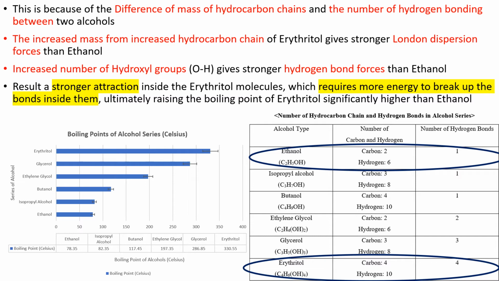This increased mass from the increased hydrocarbon chain of erythritol gives stronger London dispersion forces than ethanol. As I mentioned, the increased mass causes increased London dispersion forces, remember? And also, the increased number of hydroxyl groups, OH bonds, gives stronger hydrogen bond forces than ethanol. This results in stronger attraction inside the erythritol molecules, which requires more energy to break the bonds between them, ultimately raising the boiling point of erythritol significantly higher than ethanol.